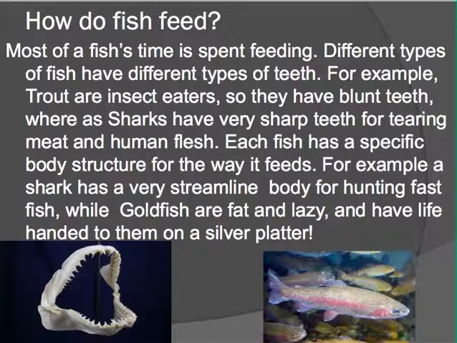Okay, how do fish feed? Most of the fish's time is spent feeding. Different types of fish have different types of teeth. For example, trout are insect eaters, so they have blunt teeth, whereas a shark has very sharp teeth for tearing meat and human flesh. Not always human flesh, but still, flesh. Each fish has a specific body structure for the way it feeds. For example, a shark has a very streamlined body like a torpedo for hunting fast fish, while goldfish are fat and lazy and have life handed to them on a silver platter.